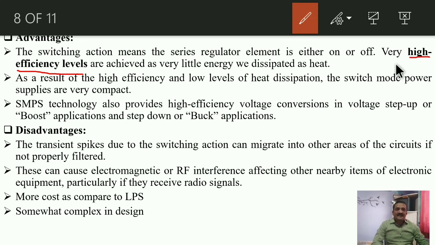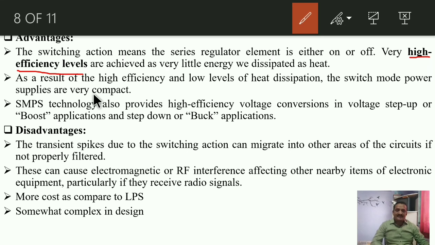So here we can say a high efficiency level can be achieved as the power dissipation is less. As a result of high efficiency and low heat dissipation, switch mode power supplies are very compact, and the best example is our mobile charger. See, there is no need for a step down transformer, and in a linear power supply the step down transformer is mostly the heaviest element, is it? And that's why our mobile charger is very light in weight as well as very compact, is it? So the mobile charger is nothing but an SMPS.